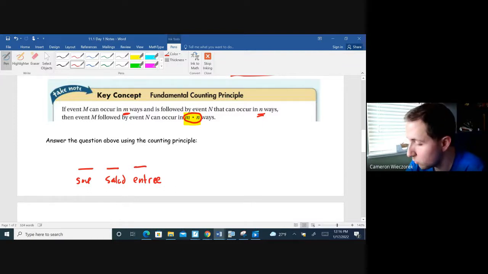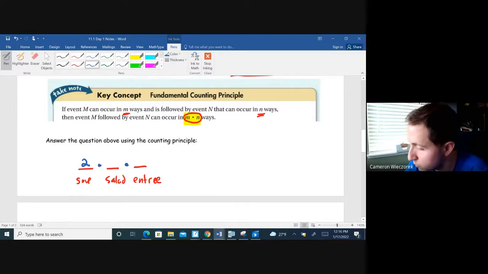And if I want to know how many different meal options there are if I pick 1 soup, 1 salad, and 1 entree, all I need to do is figure out how many soups I have, how many salads I have, and how many entrees I have, and multiply the amount of each category together. So if I go in order, I had 2 soups I could have picked from. I had chicken noodle and I had tomato.